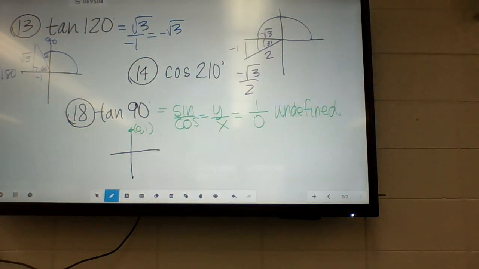So that's 18. Oh, good. Will you put a question like that on our test? Yeah, that's doable. Anytime you're dividing by 0, it's undefined. When 0 is on the top, that's when it's just 0.